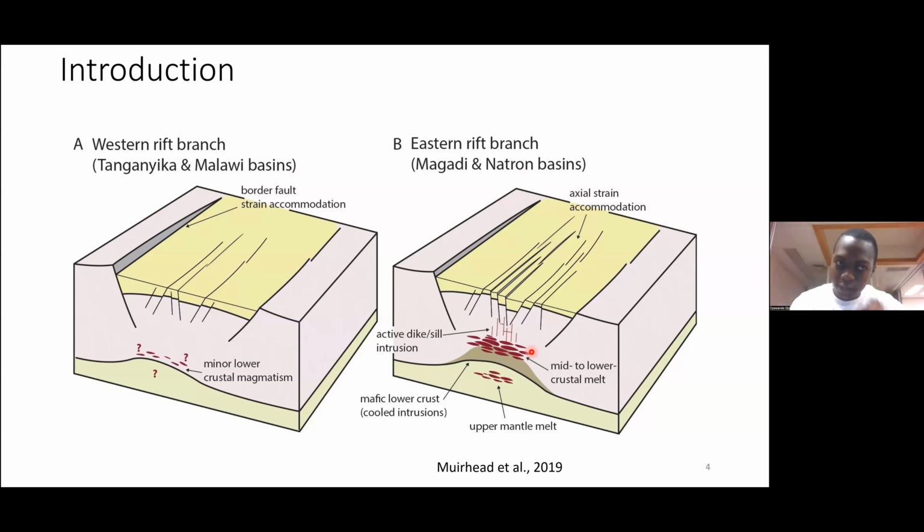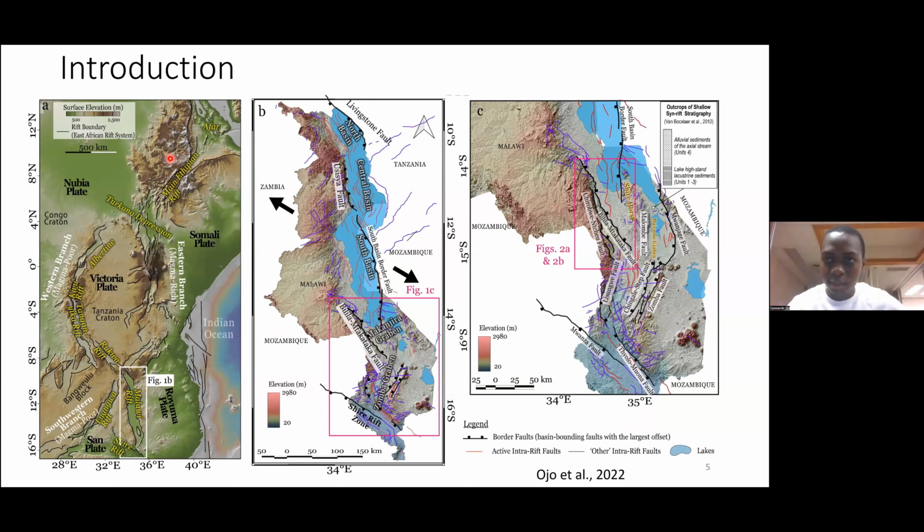So to jump into my study area, it's in the East African rift system. We have the western branch of the East African rift system right here, and we have the eastern branch. The Malawi Rift, in the white rectangle, is part of the western branch of the East African rift system, and it's believed to be magma poor, so it's just crustal extension. The figure I have in the middle is showing the structural map of the entire length of the Malawi Rift.